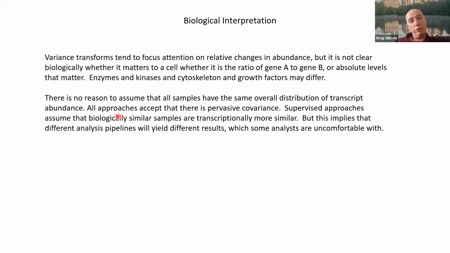Another thing I try to emphasize is that there's no reason to assume that all samples have the same overall distribution of transcript abundance. If you do something really aggressive like quantile normalization, then that's your assumption, but it just doesn't fit biology. I think almost all the other approaches that are commonly used, except that there's pervasive covariance. It's just that supervised approaches are assuming that biologically similar samples are transcriptionally more similar, and it does the adjustment with that in mind. But what some people are uncomfortable with is that in fact implies that different analysis pipelines are going to yield different results.